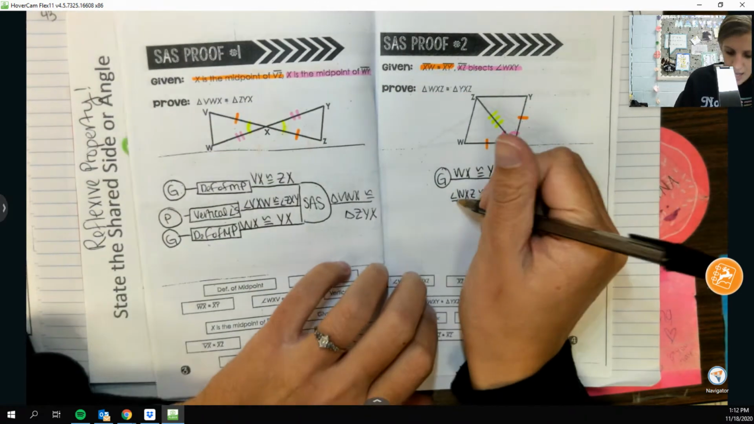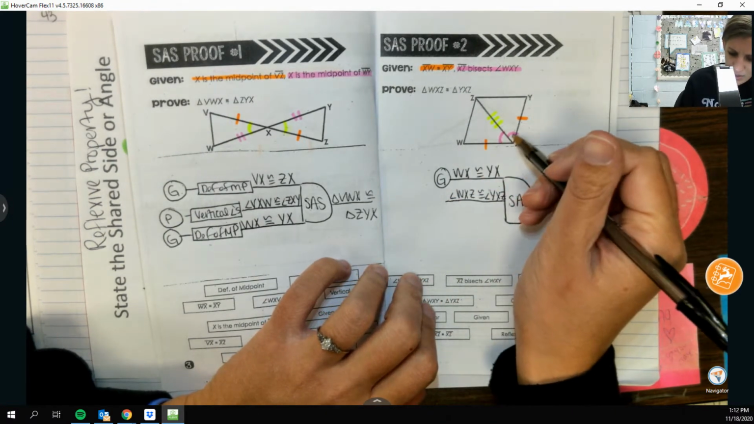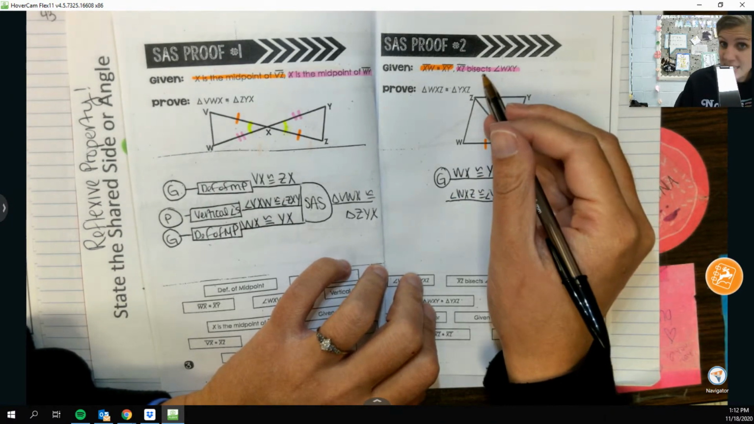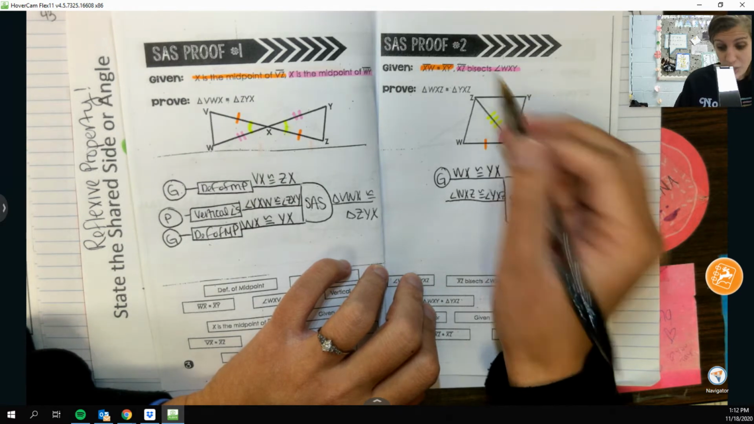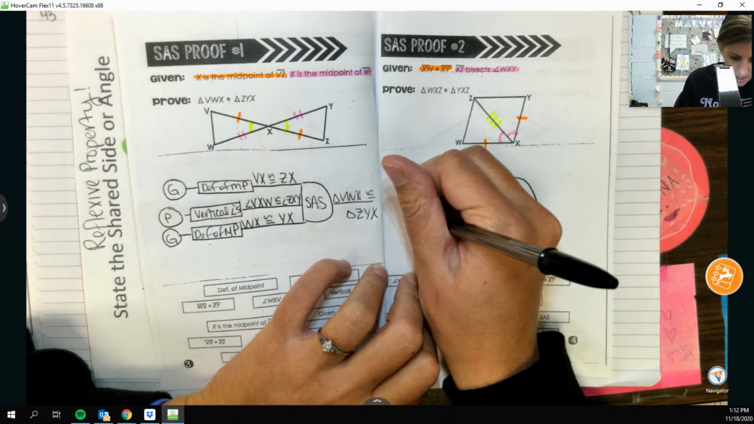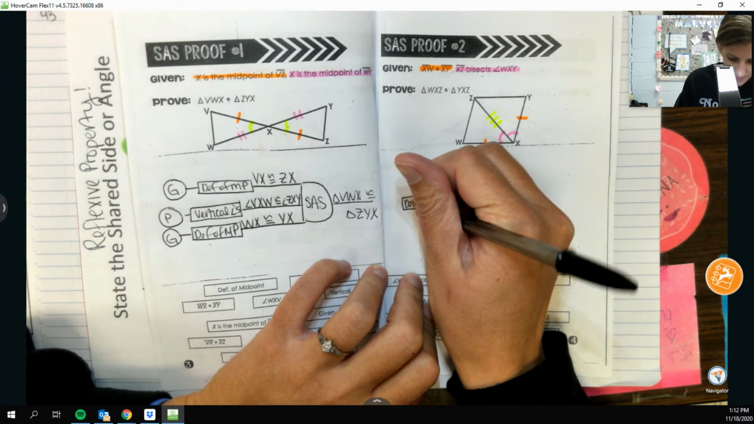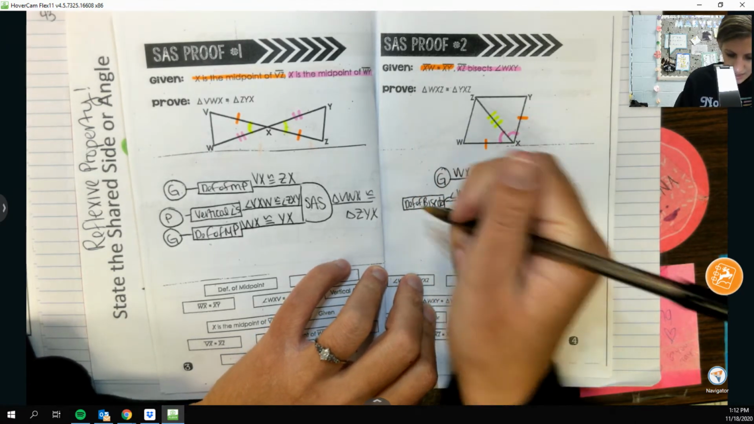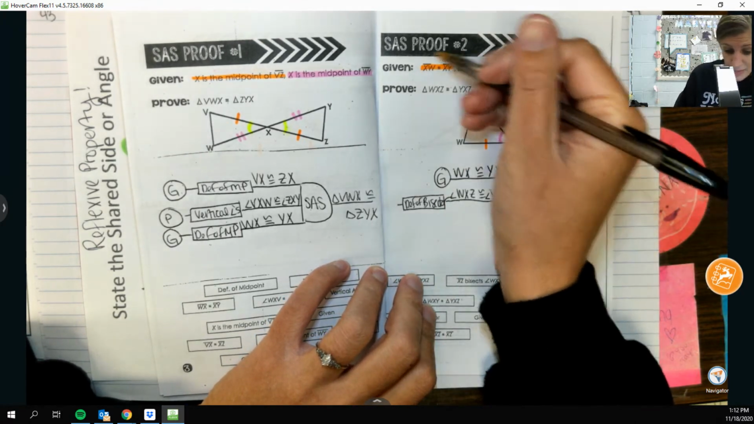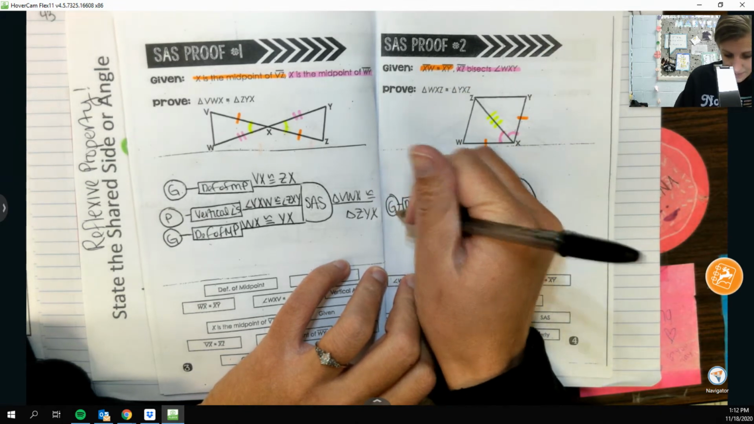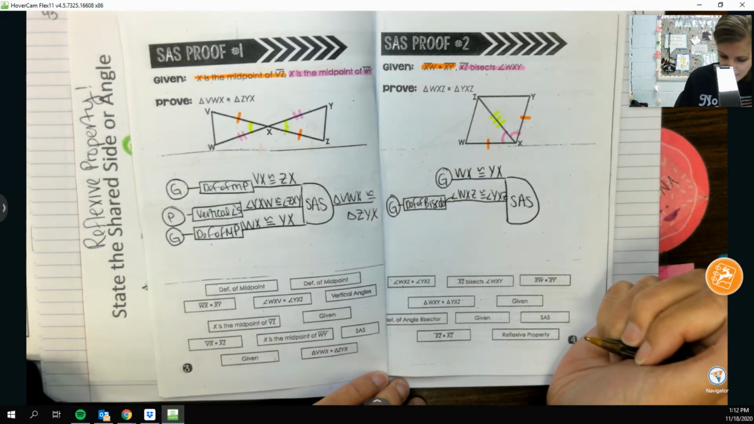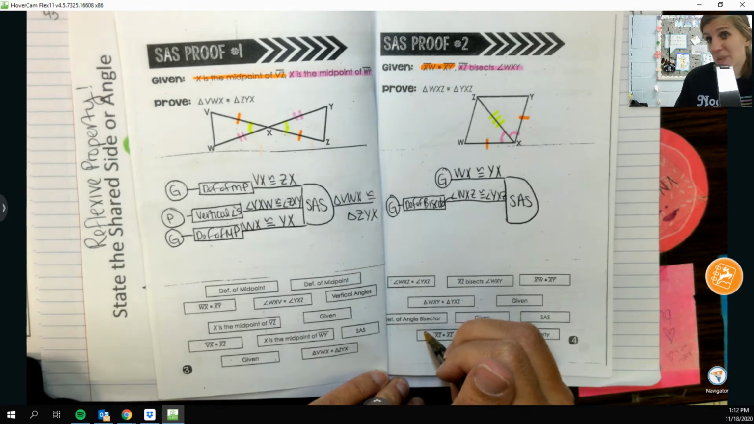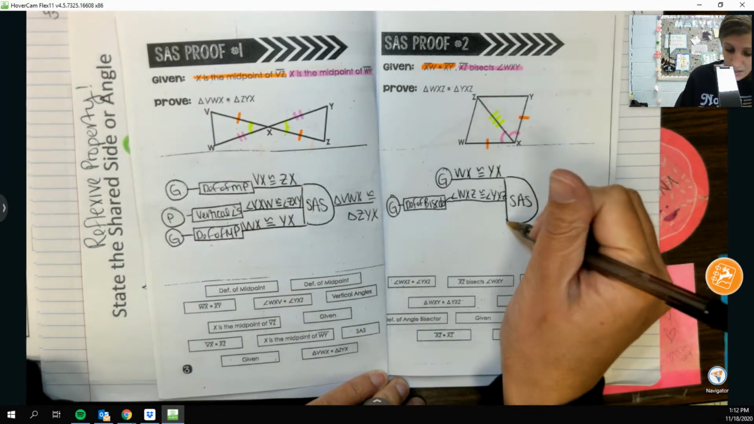And I was able to mark that those were congruent because I understand what a bisector does. So by definition of bisector, and I knew that I had a bisector because it was in my given. And I think down here, angle bisector, maybe a little bit more specific, but it's fine.